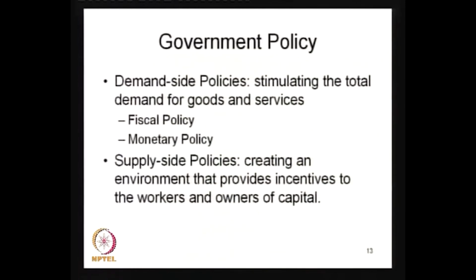Moving further, the other thing that you have here is the government policy intervention. Government policy is typically either on the demand side or on the supply side. When you say demand side policy, it is going to stimulate the demand for goods and services. Like the fiscal policy, as we discussed earlier, the tax rate is a part of the fiscal policy of the government. The tax rate can be increased or decreased, and by decreasing the tax rate, the demand condition for particular products is going to improve.